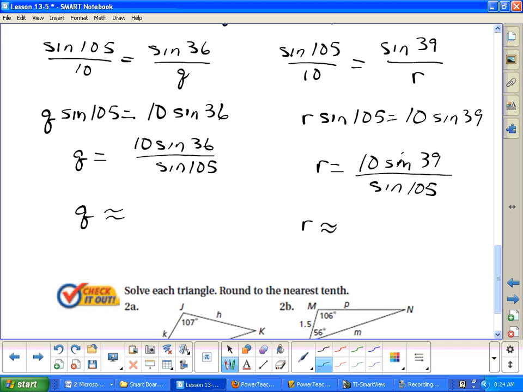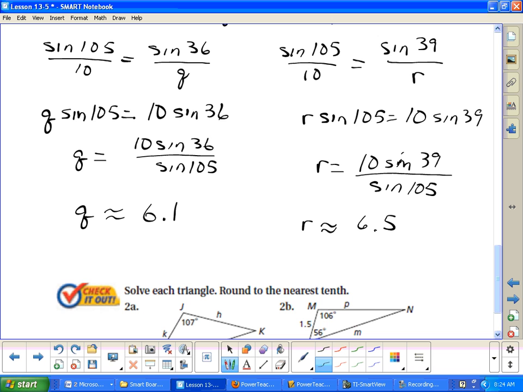What'd you get, Lauren? The 36-degree angle gave me 6.1, the 39-degree angle gave me 6.5. Makes sense. The longer angle is going to give me the longer side. But they should also be close together, right? Since 36 degrees and 39 degrees are very close to the same size, these numbers should be very close to the same size also. Just a good check there. Not too bad, right?